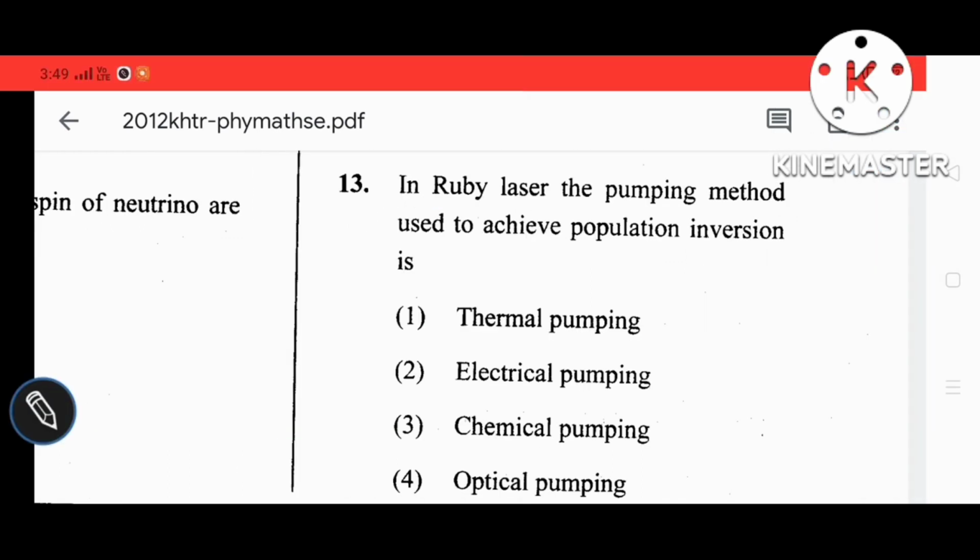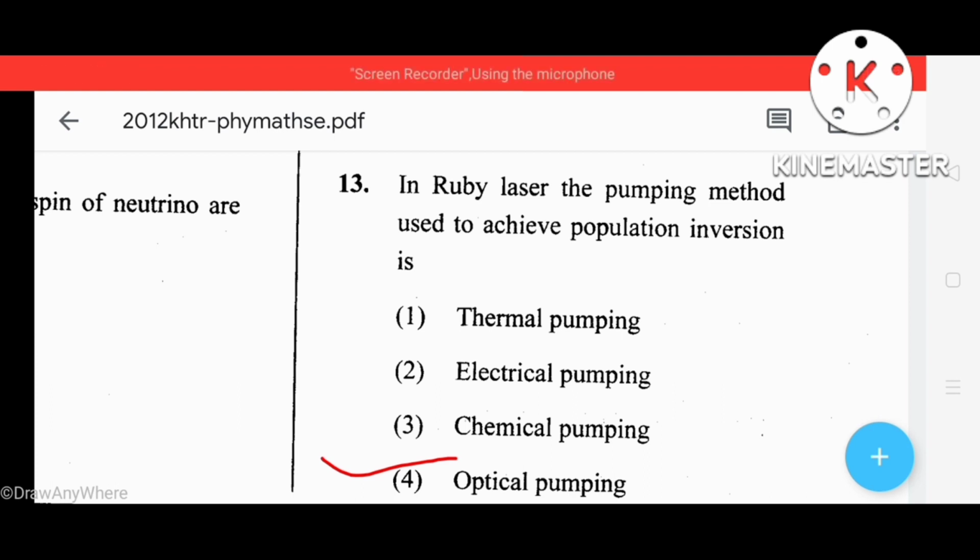13. In ruby laser, the pumping method used to achieve population inversion is thermal pumping, electrical pumping, chemical pumping, optical pumping. So the correct option here is we are going to use the optical pumping method for achieving the population inversion in the ruby laser. That is the fourth one will be the correct option here.